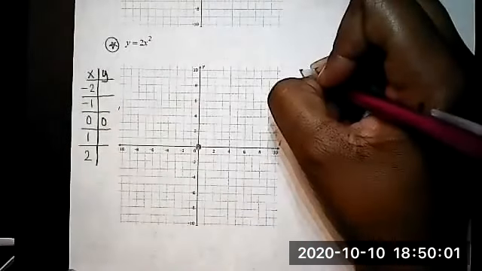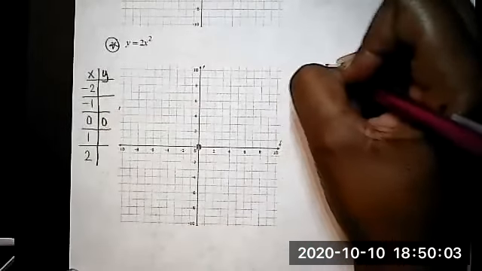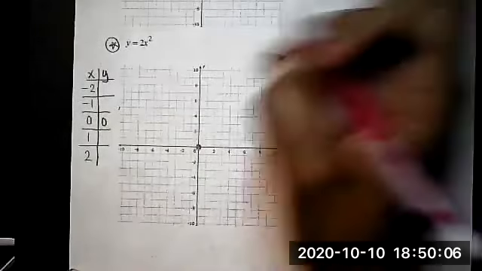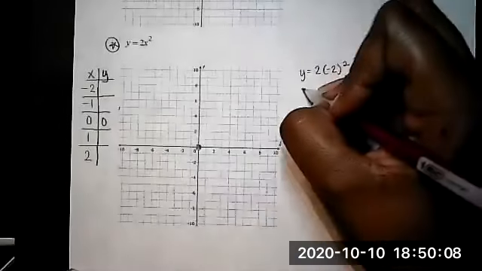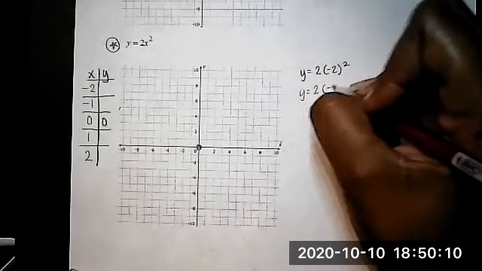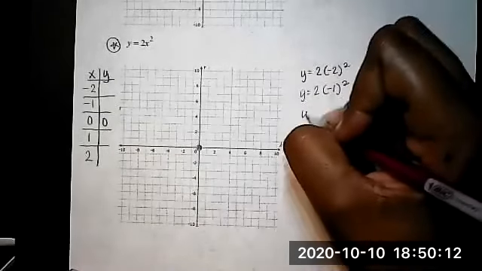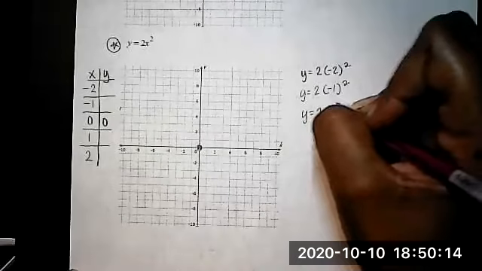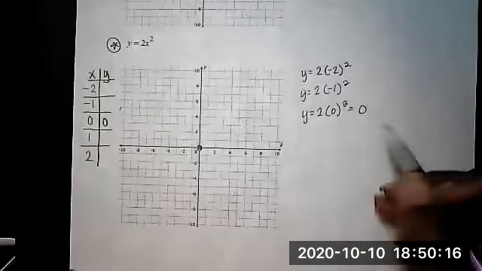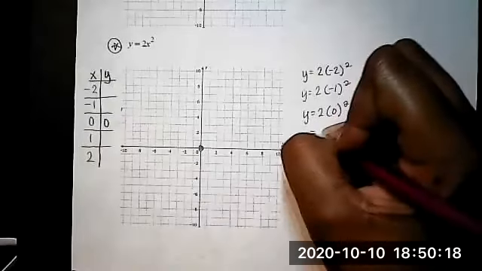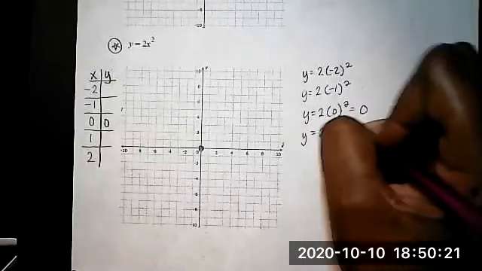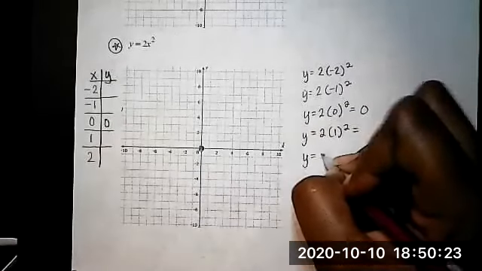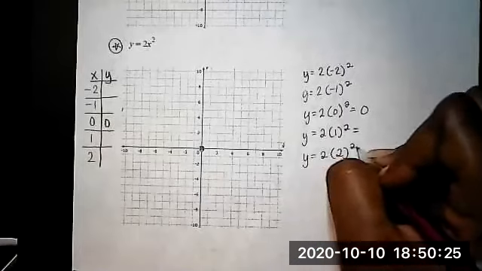So we'll replace y equals 2 times -2 squared. I'm replacing x with all of these numbers separately. Y equals 2 times -1 squared. Y equals 2 times 0. Hope you know that is going to be 0. Okay. Y equals 2 times 1 squared. And y equals 2 times 2 squared.